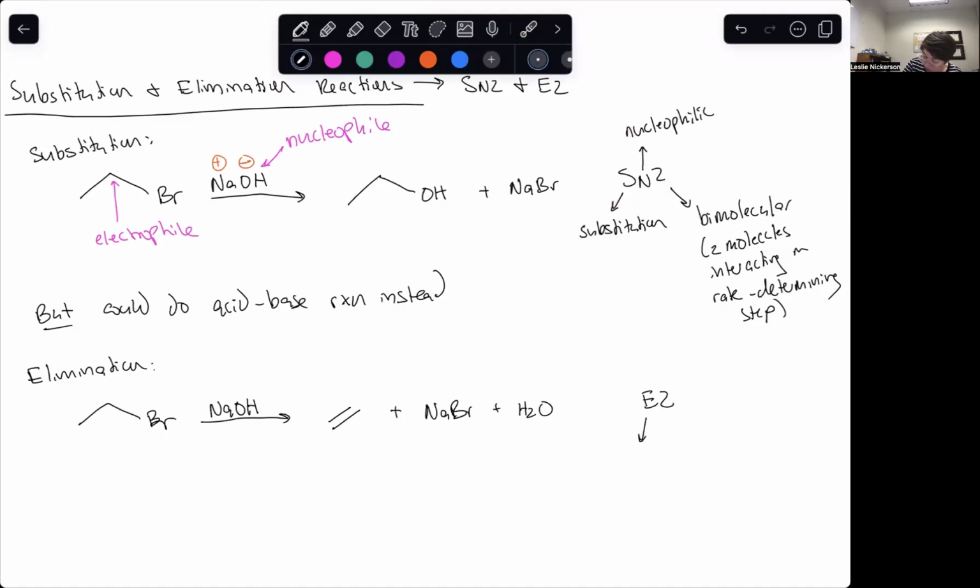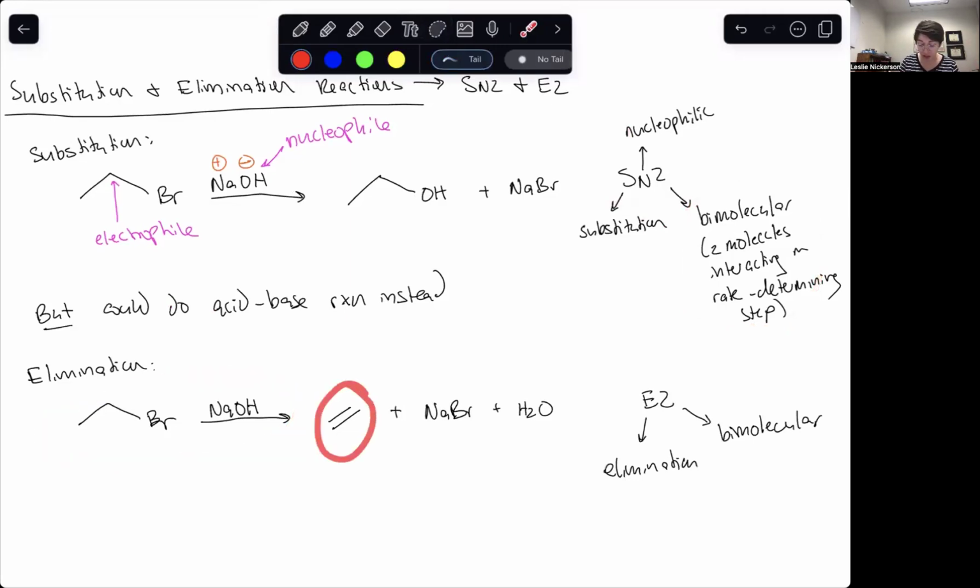Okay, so E stands for elimination. And 2 is again for that bimolecular. Mechanistically very similar in terms of the bimolecular part, where our rate determining step is going to have the 2 molecules interacting. Same 2 molecules in this case. And then the big difference is really that we're eliminating our leaving group and not replacing it with something new.